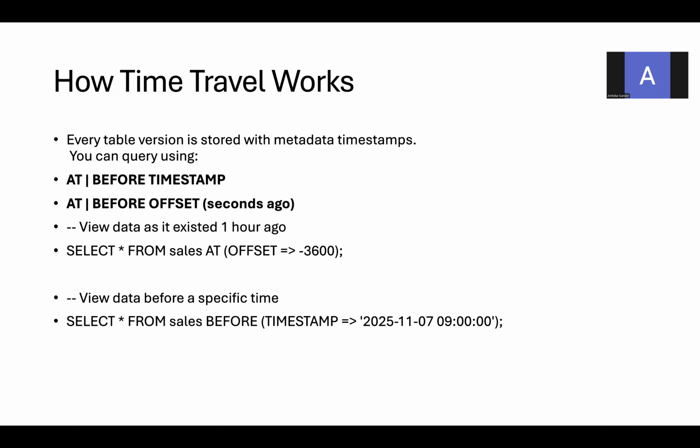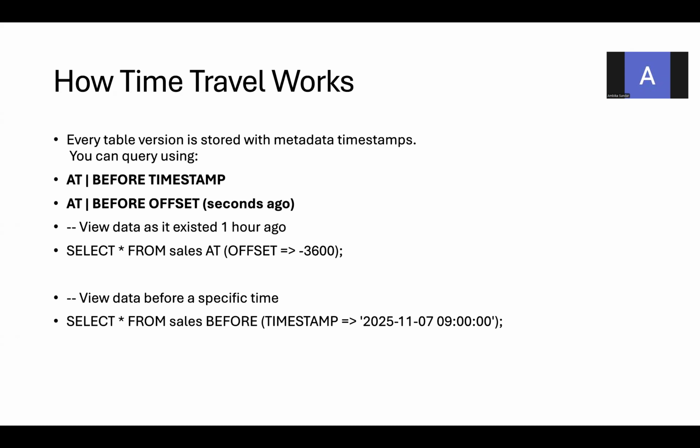For that only I'm going for at or before timestamp, at or before offset. View data as it existed 1 hour ago. Select star from sales table at offset of greater than minus 3600 seconds. So 1 hour ago, I want to see in the sales table what are the original data, because right now it has got deleted or updated. So 1 hour before I want to see the original data.